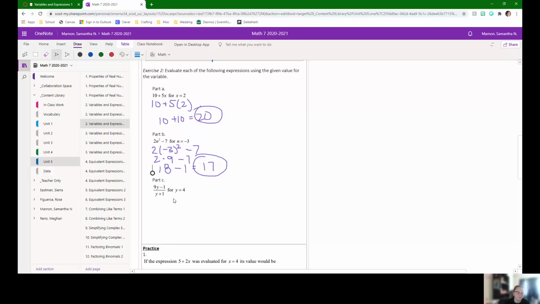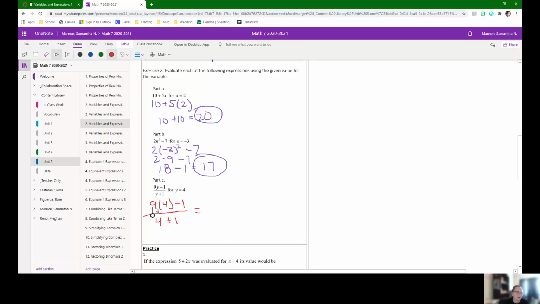Okay, so you should have tried part C. Everywhere I have a y, I'm going to replace with a 4. So we have 9 times y, but now we're going to have 9 times 4 minus 1 all over 4 plus 1. Now working with something like this, we can kind of think of the top and the bottom part of the fraction or division like they are in their own parentheses, which means we can actually work on the top and the bottom at the same time if we wanted to. I'm going to probably do it one step at a time, but if you do like the top and the bottom, whatever step you can separately, you can do that.